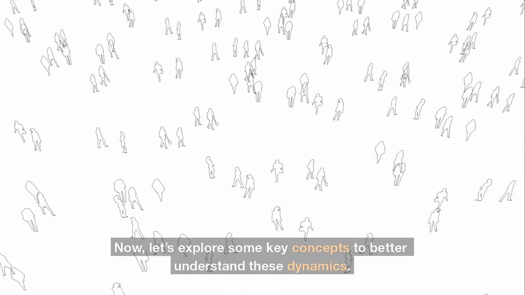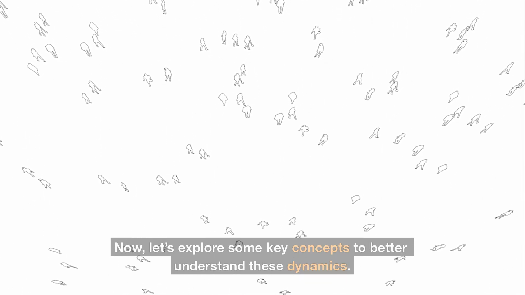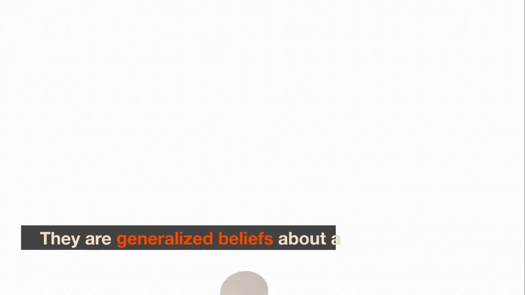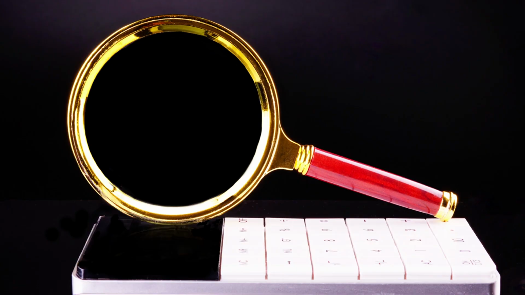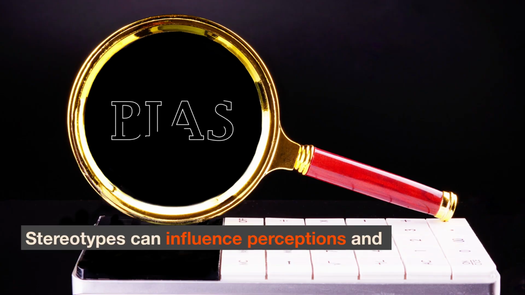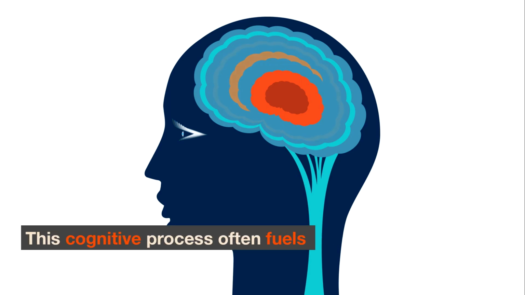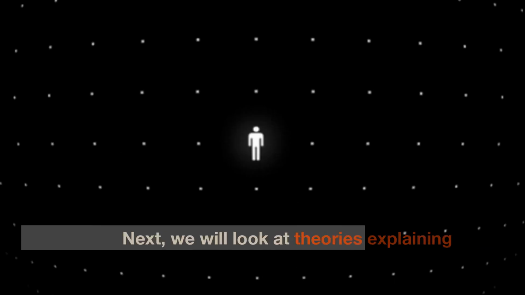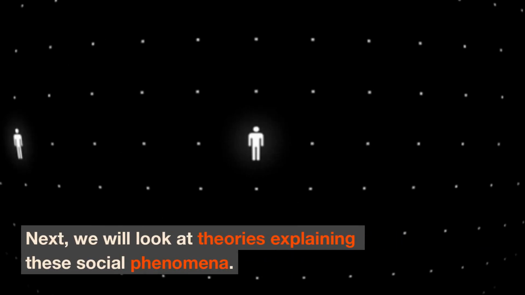Now, let's explore some key concepts to better understand these dynamics. First, we have stereotypes. They are generalized beliefs about a group's characteristics. Stereotypes can influence perceptions and lead to false assumptions. This cognitive process often fuels prejudice and discrimination. Next, we will look at theories explaining these social phenomena.